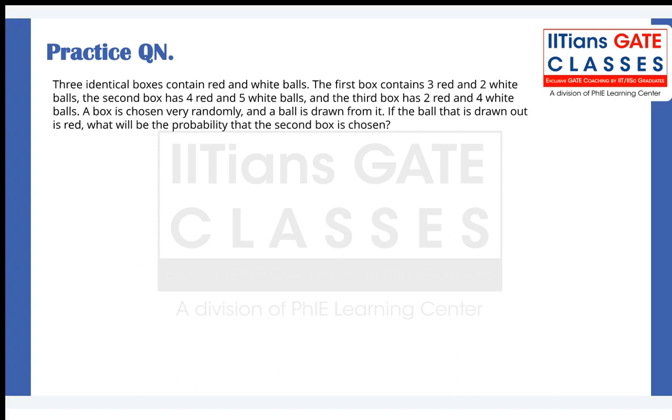Okay, so the first step to solve this would be to write the base formula, right? So what does it say? Three identical boxes contain red and white balls. The first box contains three red and two white. The second box contains four red and five white. And the third box has two red and four white balls. A box is chosen at random and a ball is drawn from it. If the ball that is drawn out is red, what is the probability that the second box is chosen?